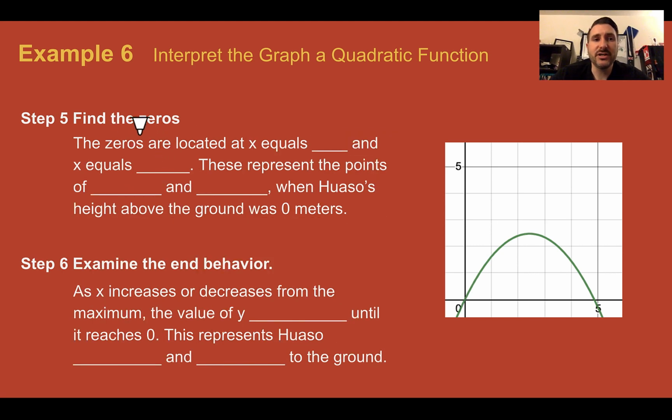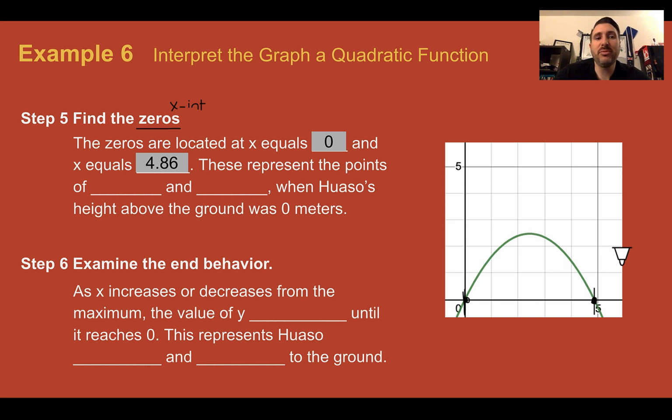Step 5, find the zeros. Now we haven't seen this yet in this chapter, finding the zeros, but the zeros are just your x-intercepts. So where are your x-intercepts? There's one there, there's one there. They are located at x equals 0 and x equals 4.86. Again, in Desmos, you can actually click on those dots so you don't have to guess.